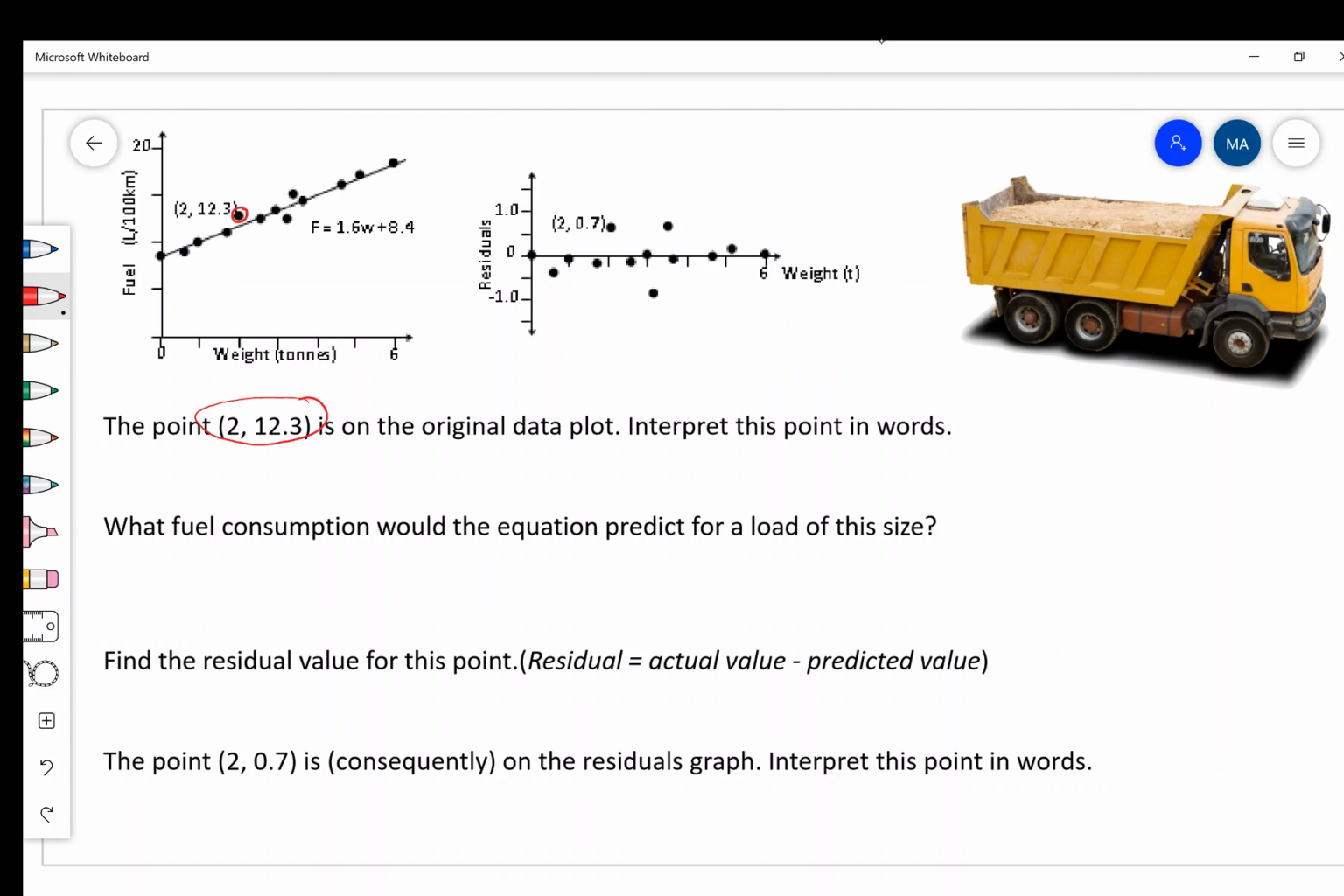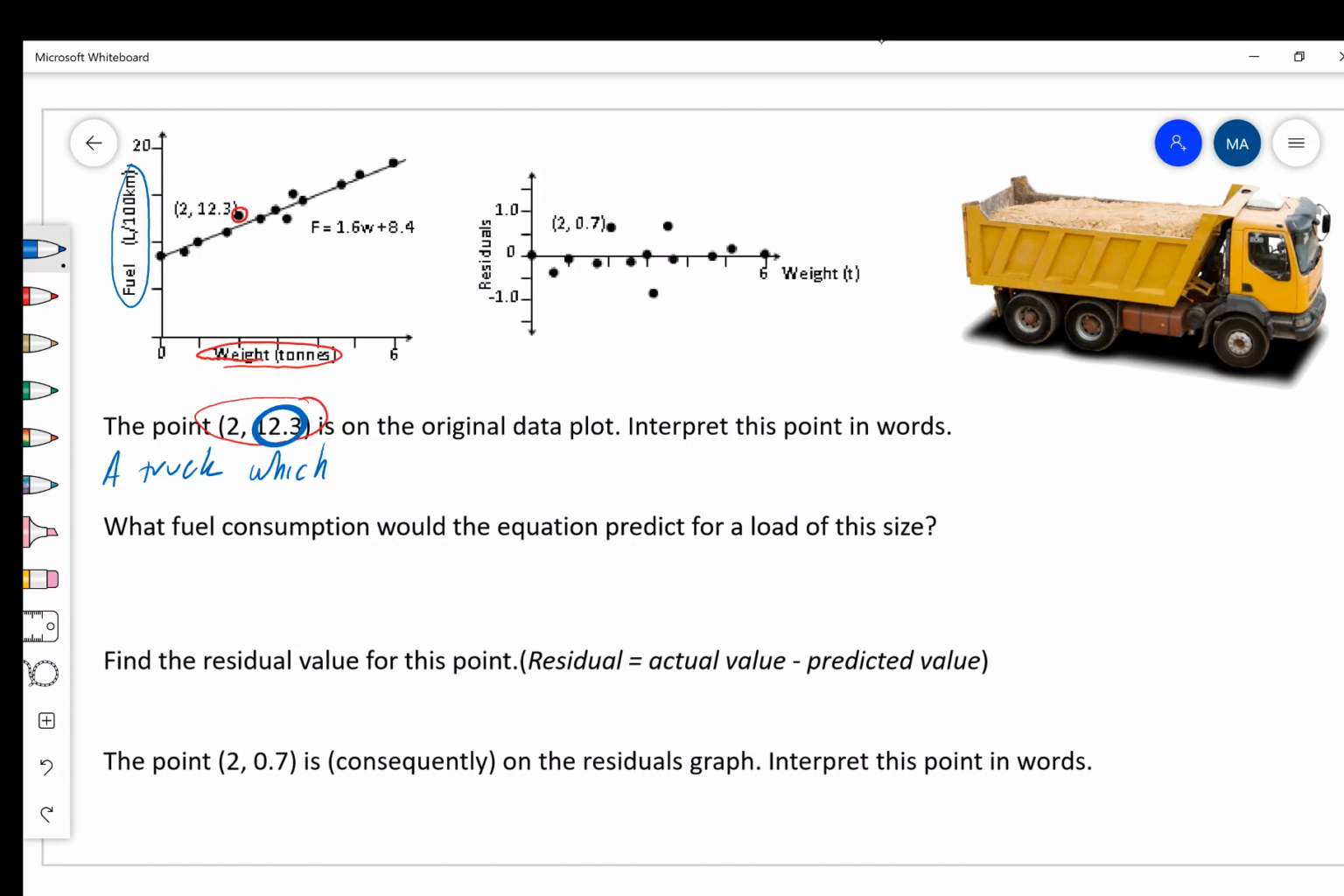Now this might seem complex, but it's really relatively simple. These coordinate points always start with the x variable and then the y variable. If we look at the x-axis of this graph, that is the weight in tonnes, and the y-axis is the fuel in litres per 100 kilometres. So all this is saying is that a truck which carried a weight of 2 tonnes used 12.3 litres of fuel per 100 kilometres. We're just interpreting the variables and using the numbers given in the coordinate point to do that.